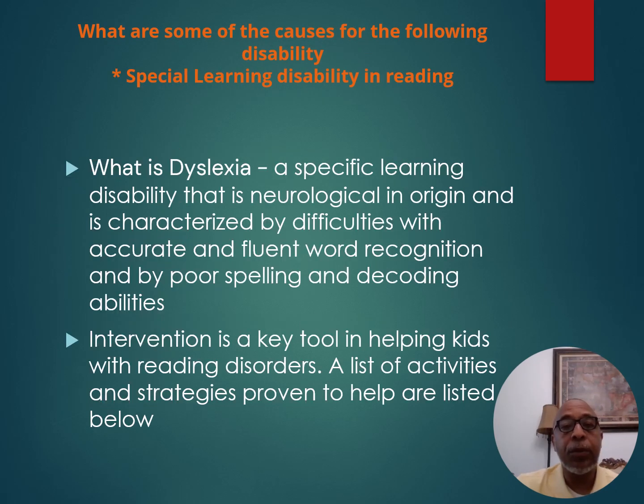What are some of the causes for specific learning disability in reading? Again, we talked a little bit about dyslexia, which is defined as a specific learning disability that is neurological in origin and is characterized by difficulties with accurate and fluent word recognition and by poor spelling and decoding abilities. Intervention is a key tool in helping kids with reading disorders. A list of activities and strategies proven to help are listed below.